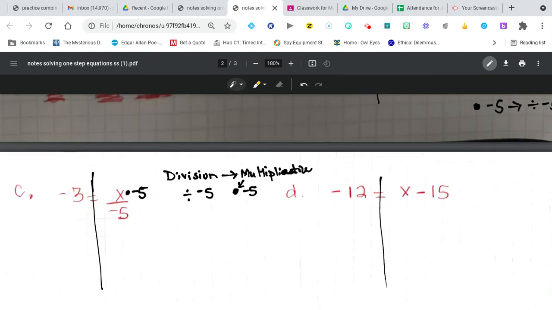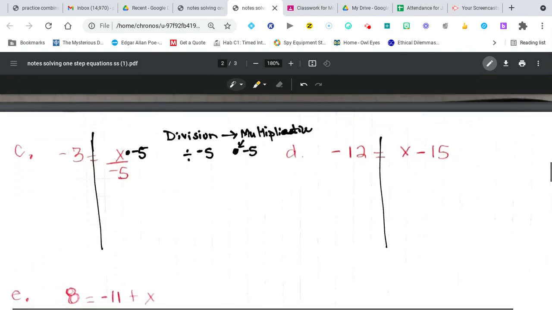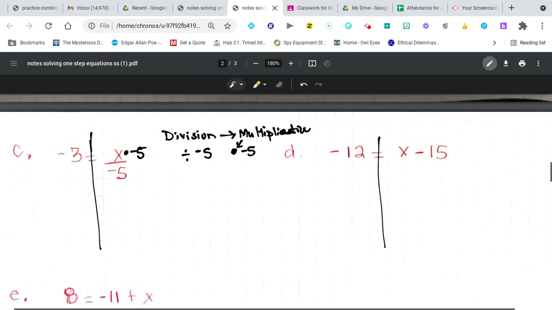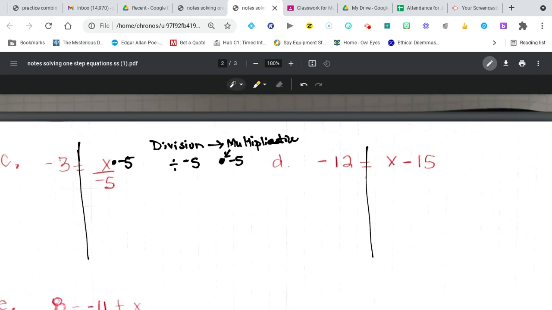All right, look at D. Here's your X. You got to get rid of -15, but -15 is not attached in any way, and there is no division bar. So if it's not attached in any way, that means it's addition or subtraction. So all you need to do is change the sign. So -15 would change to +15.